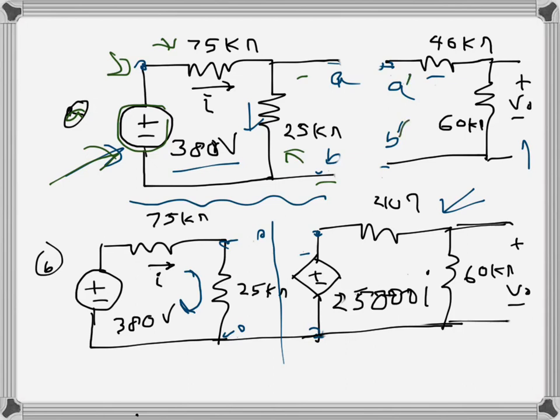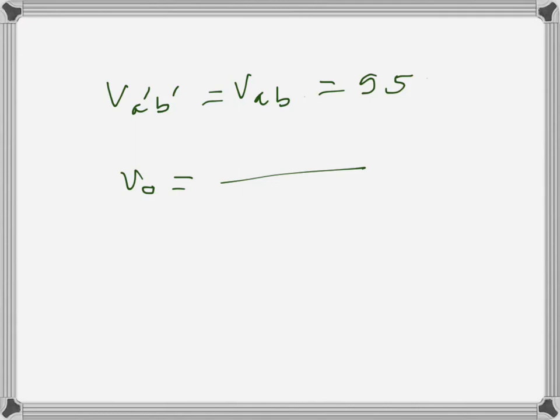This one is also a voltage divider circuit, as we can see, 40 kilo ohms and 60 kilo ohms, and we want to get the output at V0, which is across 60 kilo ohms. So essentially VAB becomes VA prime B prime. So VA prime B prime is equal to VAB, and that is 95 volts. So that we know. Now if we apply the voltage divider rule directly, we get VA prime B prime divided by 40 kilo ohms plus 60 kilo ohms, and we multiply by 60.